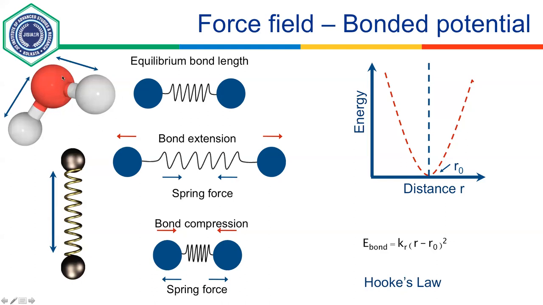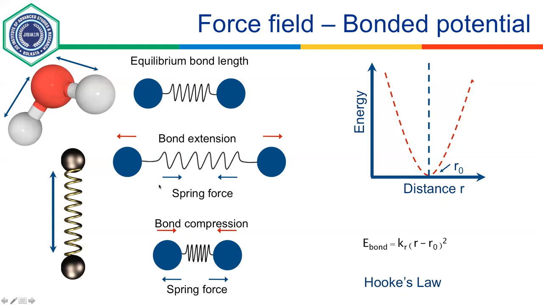So this is a schematic, a model for a water molecule. This is oxygen connected to two hydrogen atoms. As I said, atoms are considered as balls connected by springs. So these are two atoms connected by a spring, so that we can identify these things as a molecule. The mass of the atoms should be provided as parameters.